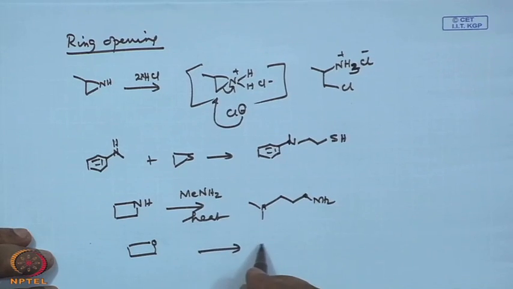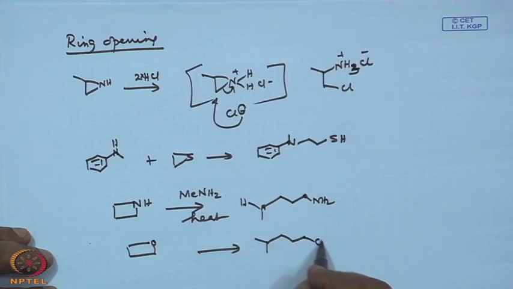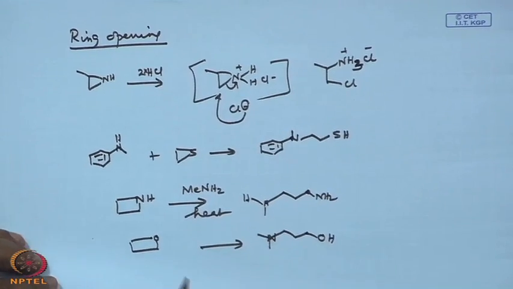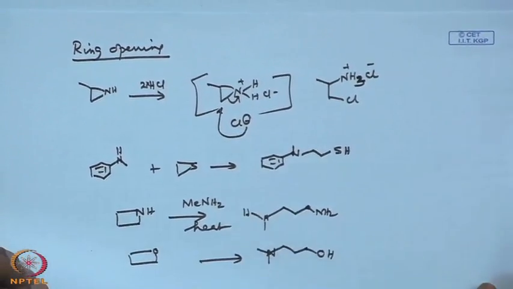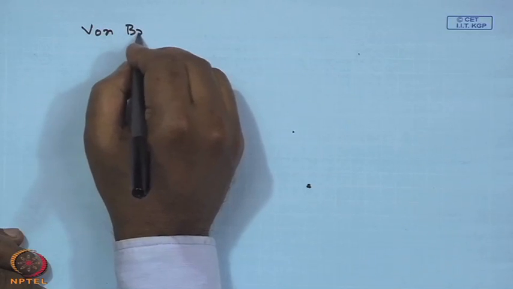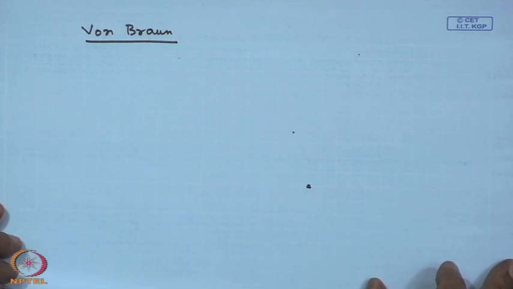Oxetanes would also give you the corresponding methylamine, sorry, this is hydrogen. So, you will have the corresponding amino alcohol. Like this you can get all kinds of ring opening, and one of the famous ring opening reactions, which many of you probably know from the alkaloid chapters, is the von Braun ring opening, or von Braun reaction. What is it? It is a reaction with cyanogen bromide.